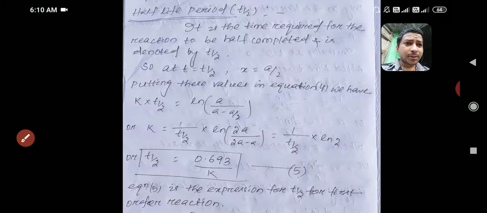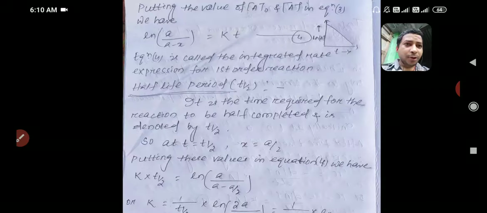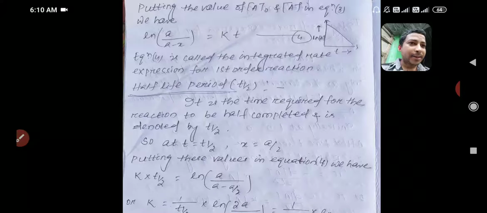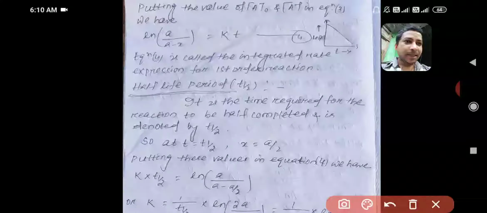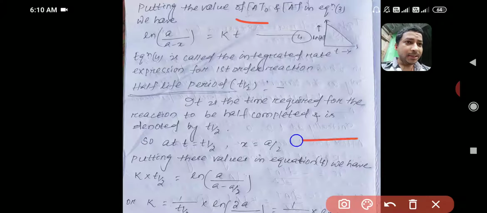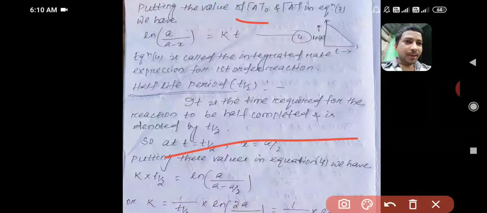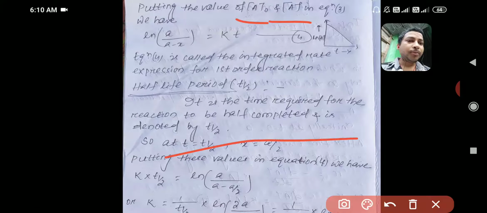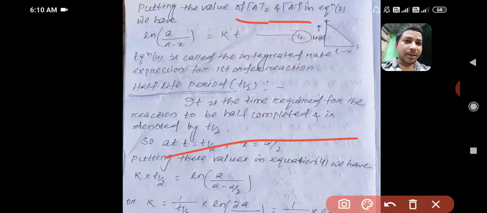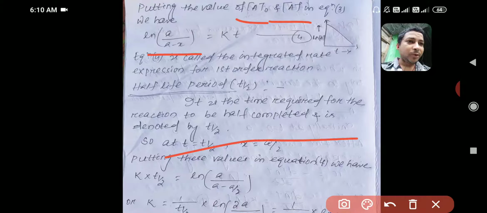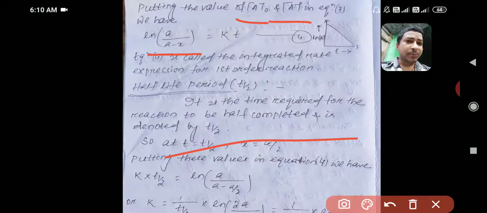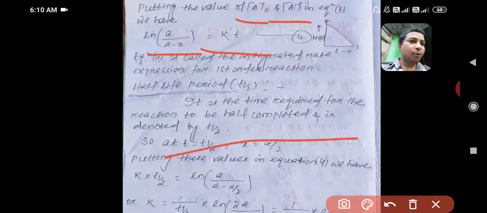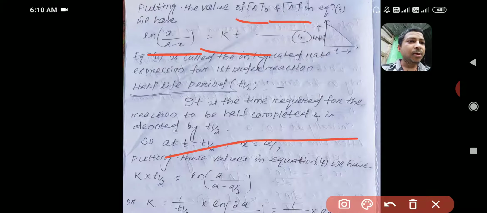Simply putting the value of a0 and the concentration in equation 3, we have taken the value of a0 as the initial concentration A, and the value of concentration as A minus x after time t seconds. The value of the concentration changed to a minus x, so we can write it as ln a by a minus x is equal to kt. This is equation 4.